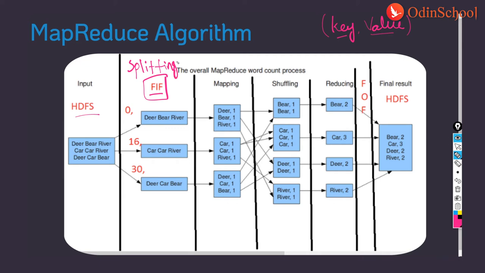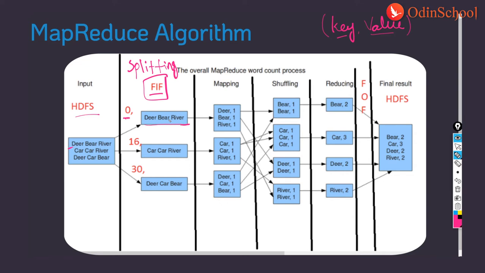In the splitting phase, the very first key is the location of the first character of the line. Let us say deer: D is at the 0th location. Then the entire line is there, and that is your value.